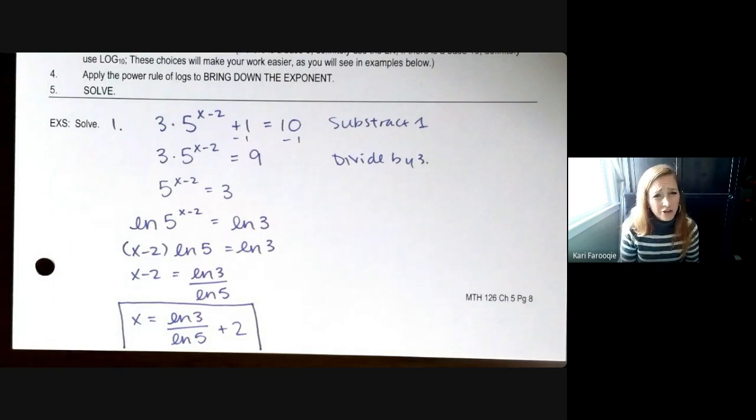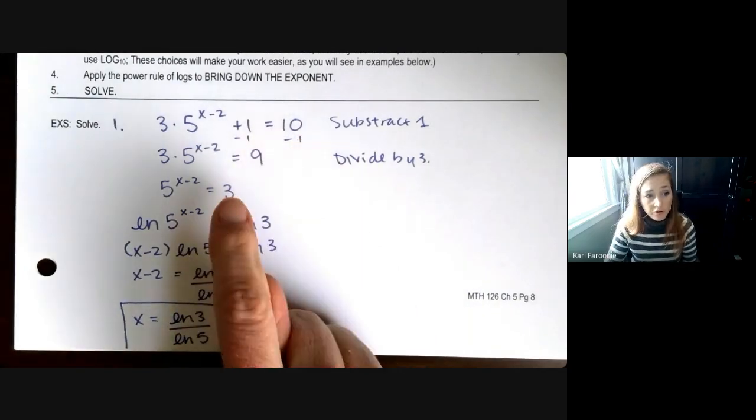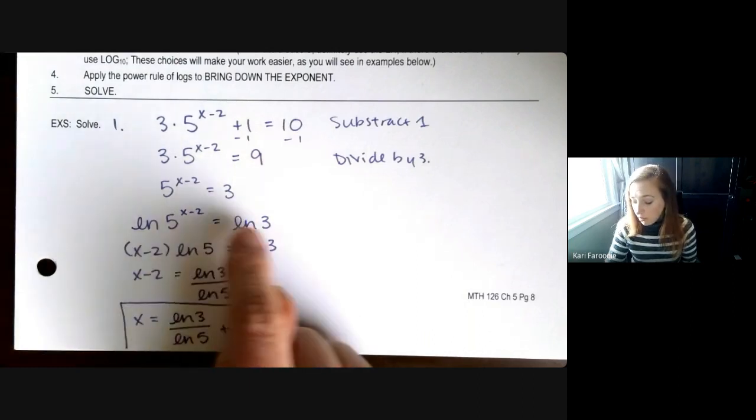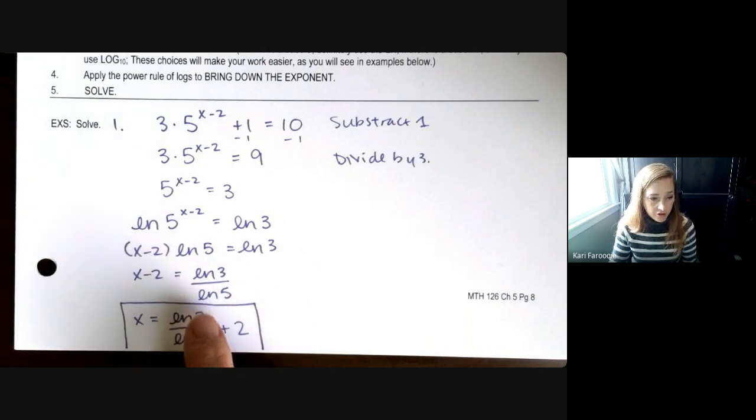I feel like a lot just happened in this example. This should be something that you covered in your prereq, but a lot just happened. We need to make sure that we apply these steps in the right order. So we isolated the variable term. Once we did that, we were able to apply a natural log on both sides, bring the exponent down, and then we solve for x using traditional methods.